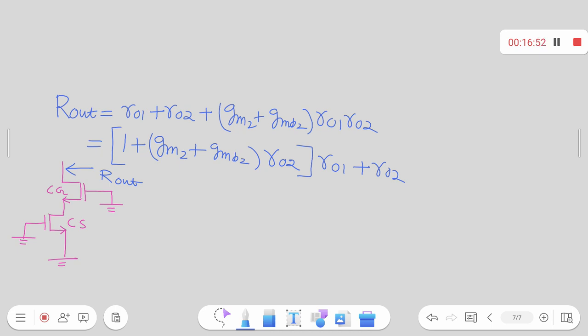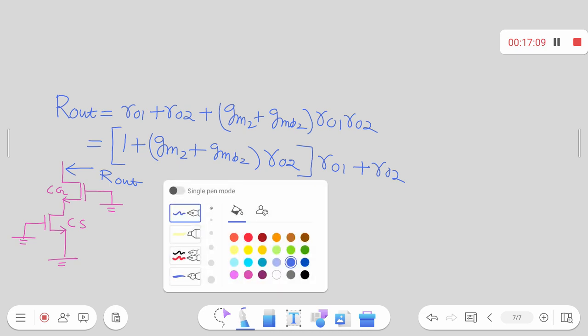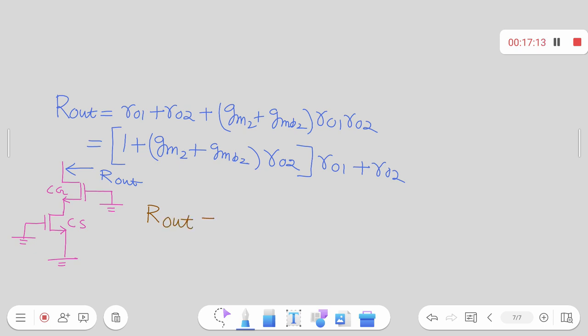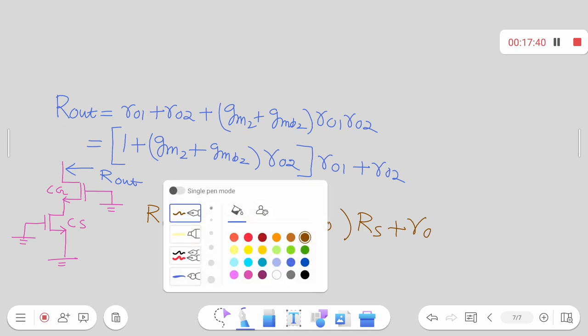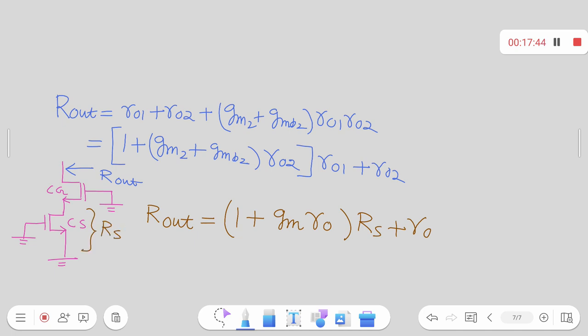Can you remember the expression for the output resistance whenever the common source stage is degenerated? 1 plus GM RO multiplied with RS, plus RO. For common source stage degeneration, the output resistance is something like that. So the Rout expression was 1 plus GM RO multiplied with RS, plus RO. Forget about RO1 because I have only one. Remember, there is a resistance RS connected between the source and the AC ground. Isn't it? A common source, how does it look like?